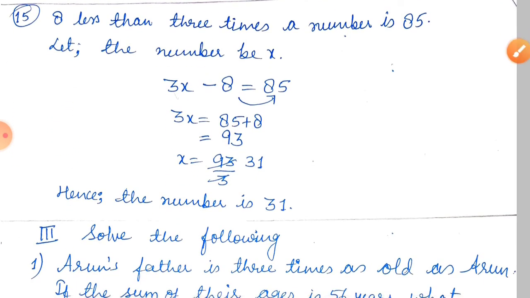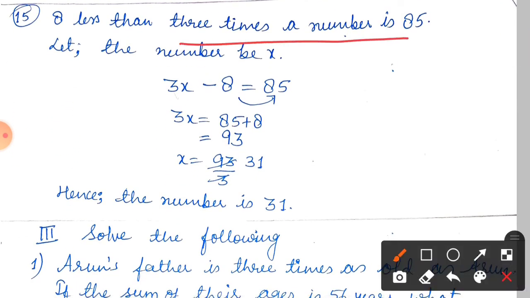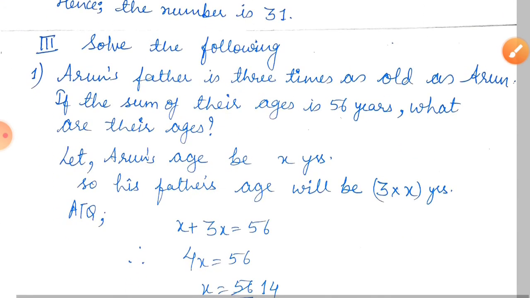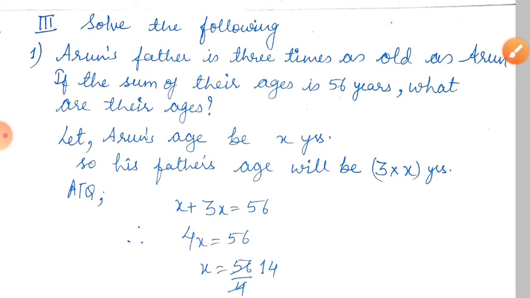Now 15. 8 less than thrice a number. 8 less than means minus 8. Thrice a number means 3x, is equal to 85. Here again we have to assume the variable as x, and we will simplify it, and the value of x will be 31.